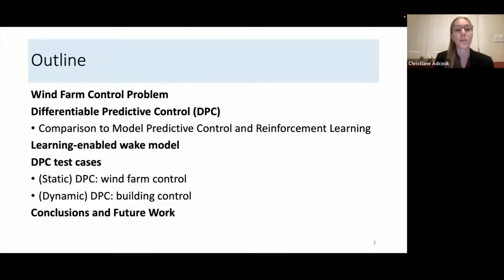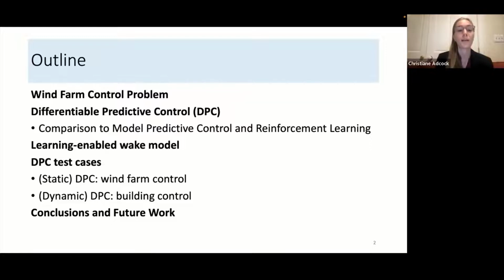In this talk, I'm going to start by presenting the specific wind farm control problem that I'm looking at and presenting it in a mathematical formulation. Then I'll talk about differentiable predictive control, again in a mathematical sense, and compare the mathematical formulation to that of model predictive control and reinforcement learning. Next, I'll present a learning-enabled wake model, which is necessary to apply these methods. And then I'll present the results from two different test cases.